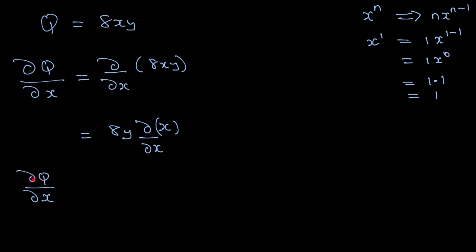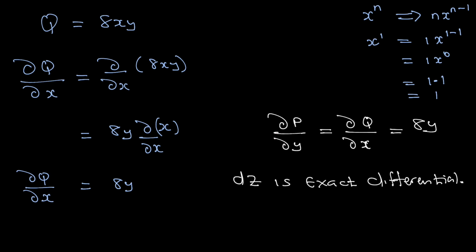The partial derivative of q with respect to x then equals 8y. We know that the partial derivative of p with respect to y is also 8y. Therefore, dz is an exact differential.